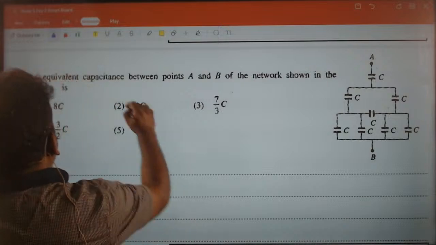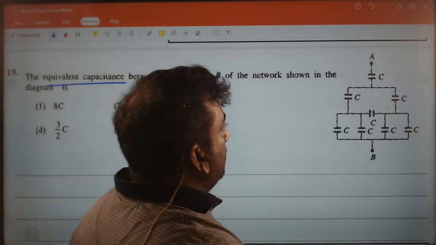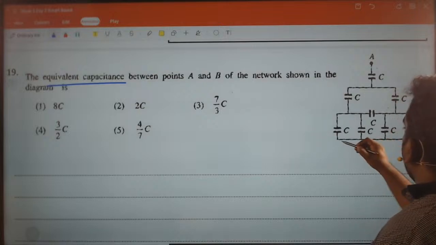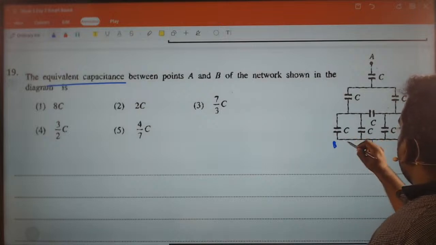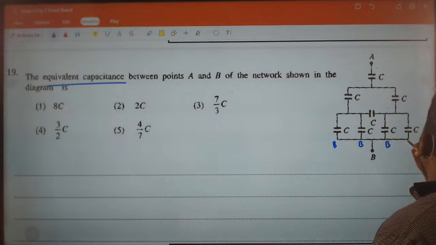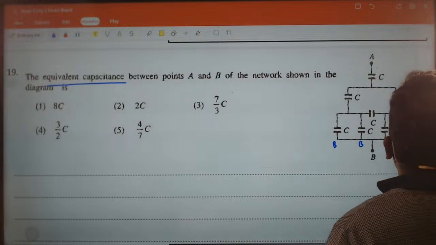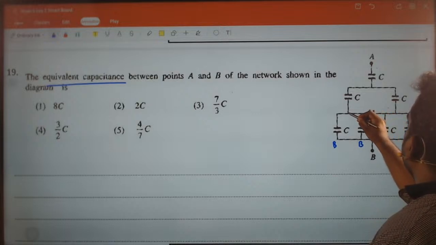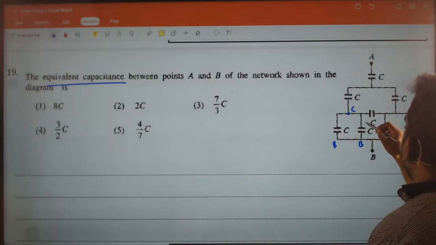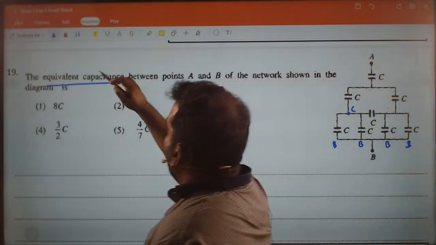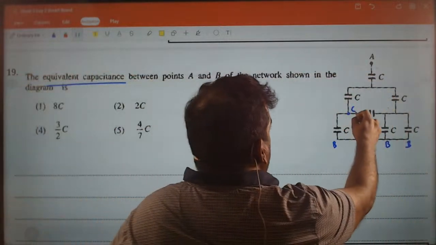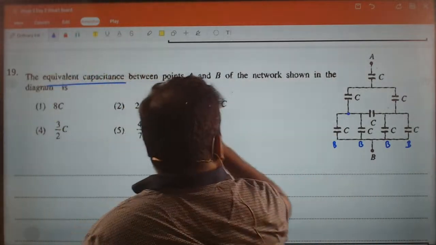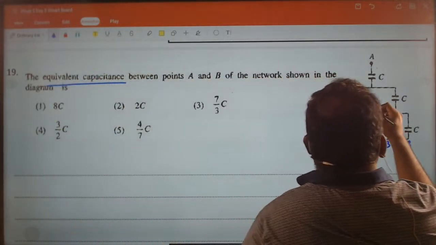The equivalent capacitance between A and B. Okay, nice. So if you look at this, these are connected to B. These are connected together with non-resistant wire. We'll call it X.